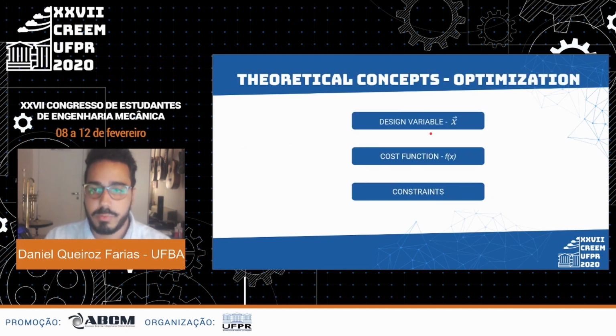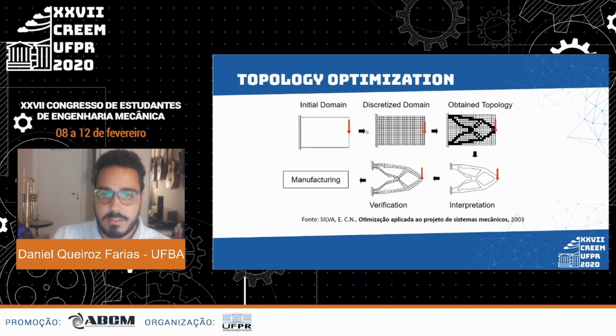Well, as a general rule, an optimization can be divided into 3 main concepts, which are the design variable, the cost function, and the constraints to the optimization problem. The first topic, which we'll pass through, is the topology optimization.